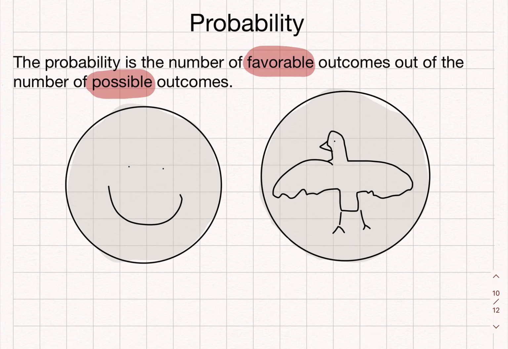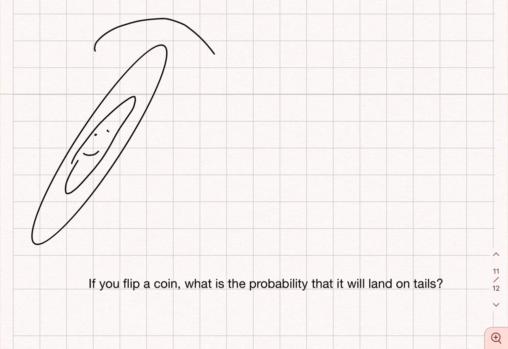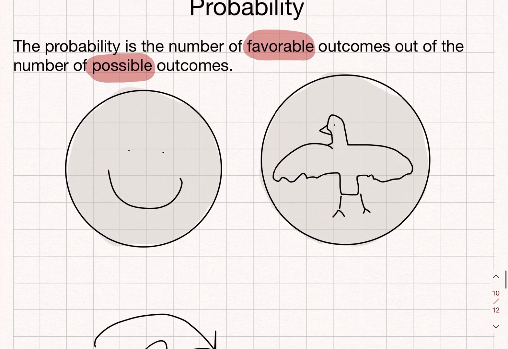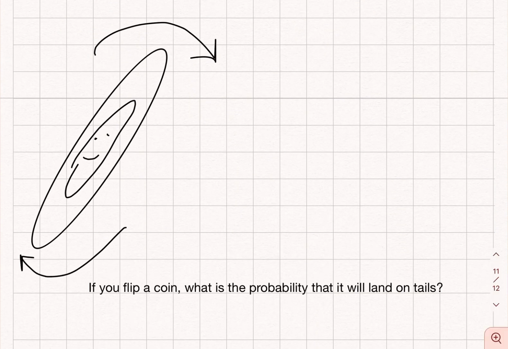So in this example here, we've got a coin. The coin has a heads side and a tails side. And we might ask ourselves a question. If you flip the coin, what's the probability it will land on tails? So to begin with, we're going to take a look at what are the possible outcomes. Well, it could either land on heads or tails. So there are two possible outcomes.